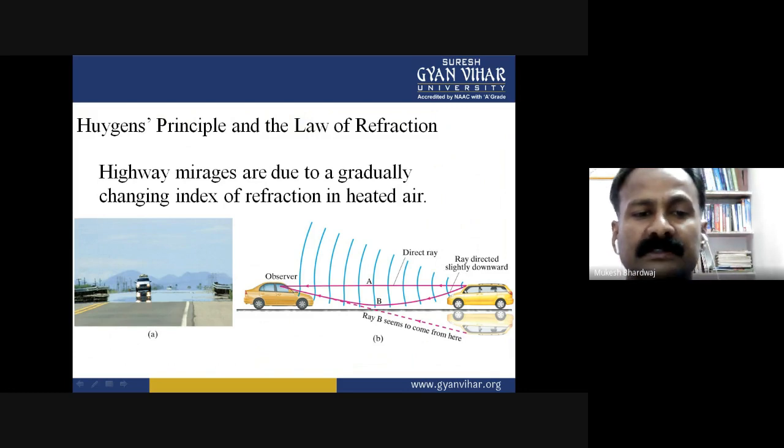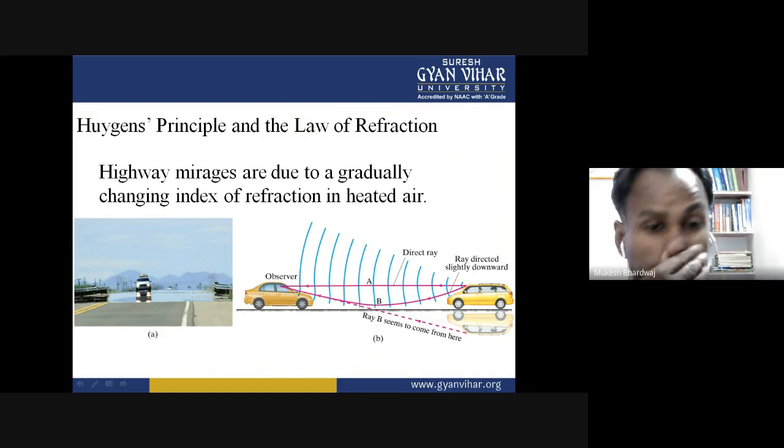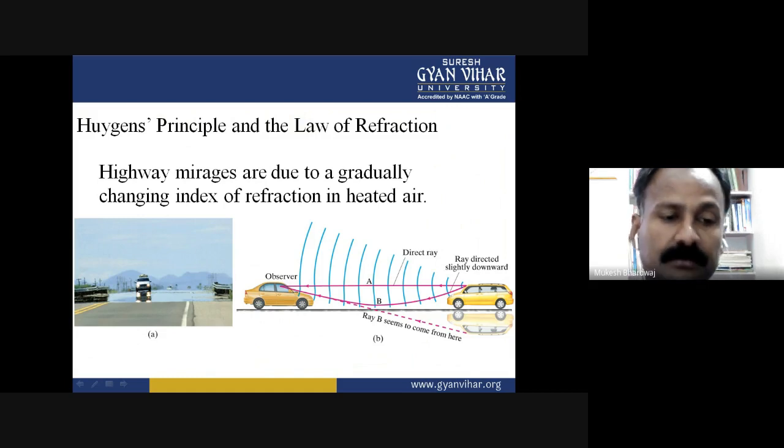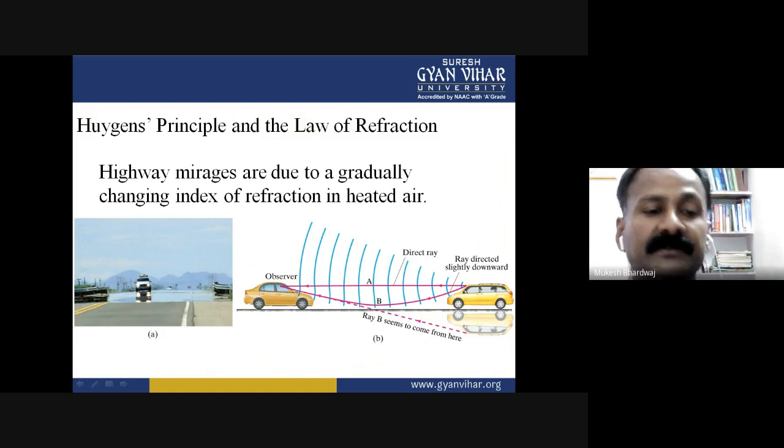Dispersion occurs because the index of refraction is not strictly a constant for a particular material, but rather varies slightly with wavelength.